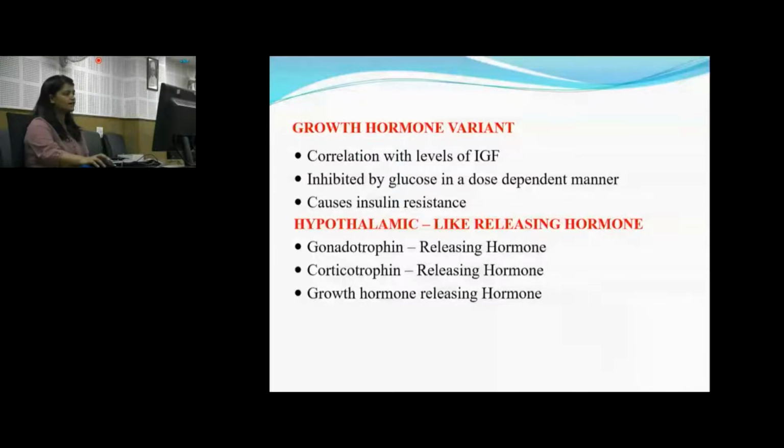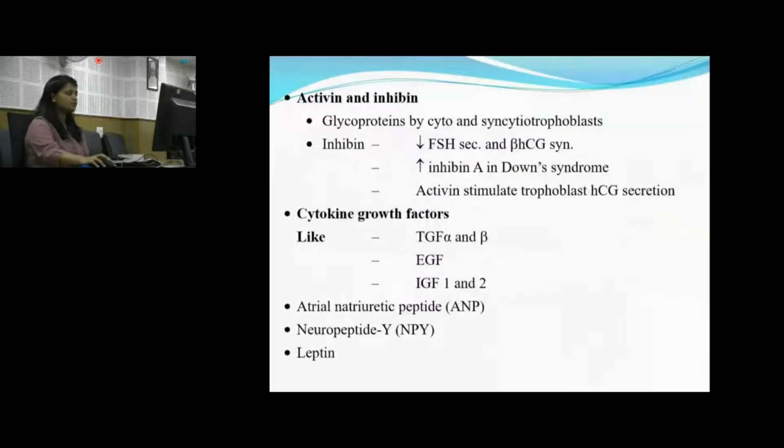Now, there is a growth hormone variant which is also secreted by the placenta. It also inhibits glucose in a dose-dependent manner. Along with HPL, it causes insulin resistance. There are also hypothalamic-like releasing hormones secreted from the placenta, like gonadotropin-releasing hormone, corticotropin-releasing hormone, and growth hormone-releasing hormone. Activin and inhibin are also secreted by the placenta, and inhibin actually decreases FSH secretion and beta HCG synthesis, and it is increased in Down syndrome. Activin stimulates trophoblast HCG secretion.